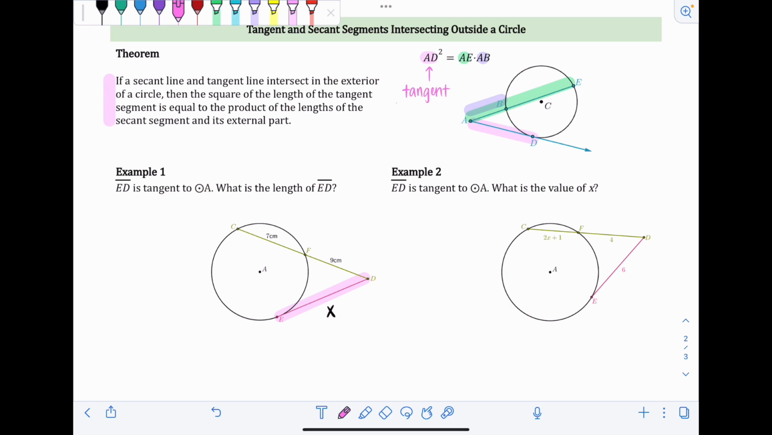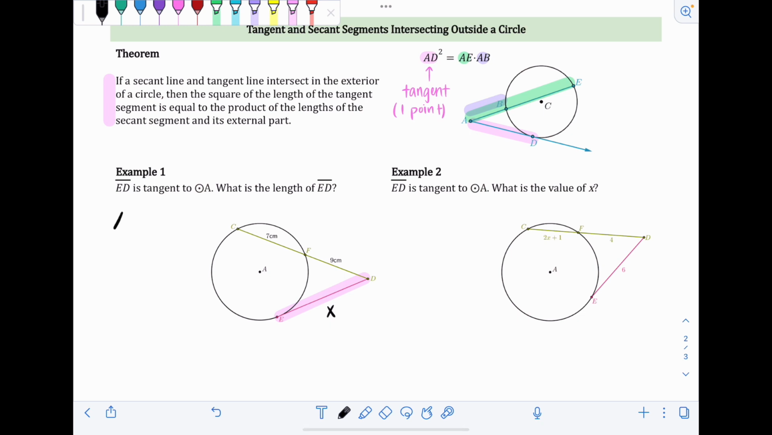And that means it only touches the circle at one point. And the other two parts are from the secant segment, because the secant segment can have two parts. It can have the external part and then the entire thing that crosses through the circle as well. So for example 1, since we're trying to find the length of that tangent segment, that's the portion that gets squared in our equation.